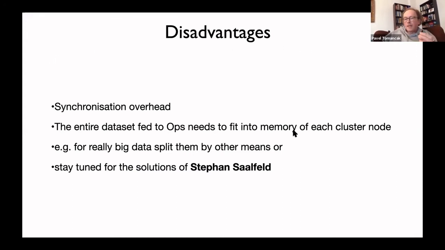The second gotcha is that your data set cannot be infinitely large, because at some point in the pipeline it has to fit in the memory of one cluster node. So it gives a very hard ceiling to how big your data can be, depending on what cluster you are at. These clusters usually have a lot of memory, so it's not such an impractical thing. But on very large data sets, you simply cannot do it. You can either do something else ahead of time to divide the big data set into smaller pieces, or you stay tuned and listen to Stephan Saalfeld, who will show you how they do this kind of magic at Janelia.